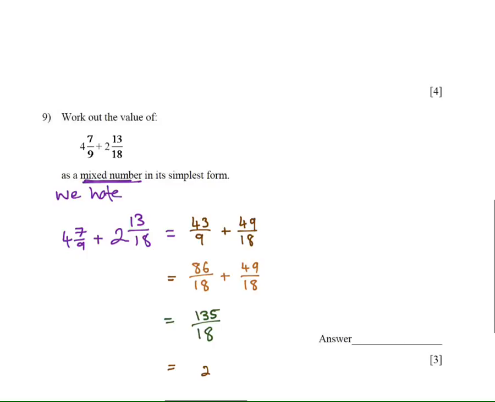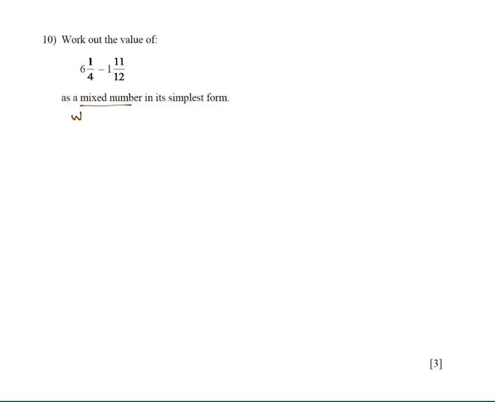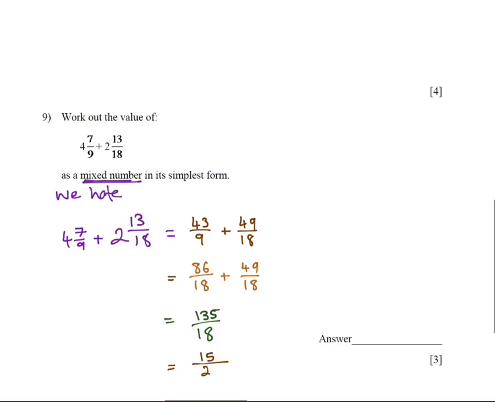So 9 goes into 135 15 times, and into 18 twice. So it's 15/2 or 7.5. So that was the answer. Let's look at the next one.